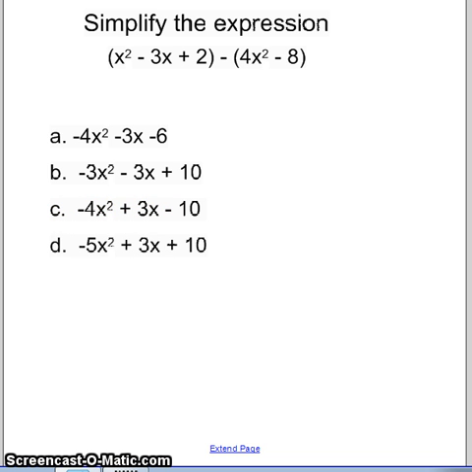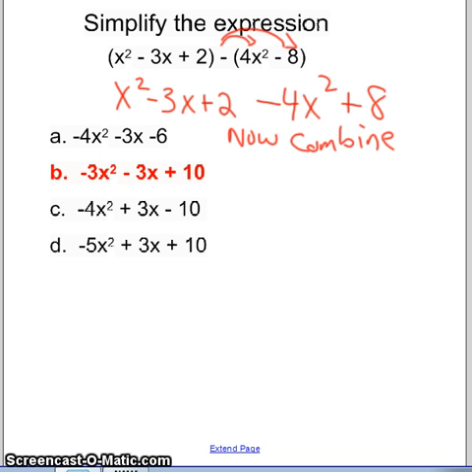Subtraction is a little bit more complicated because this minus sign right here changes the sign of everything inside the parentheses that is being subtracted. So the easy way to work it out is to distribute the negative times the 4x squared and the negative times negative 8. That gives you x squared minus 3x plus 2 minus 4x squared plus 8. And now you're ready to combine like terms.